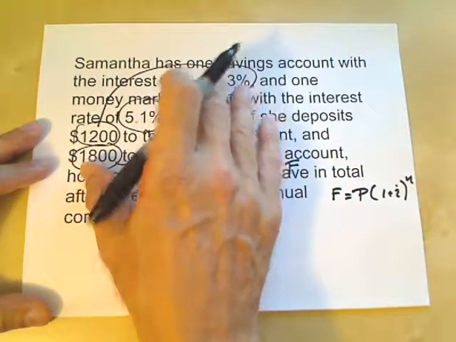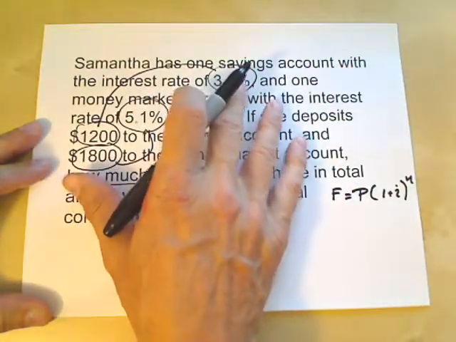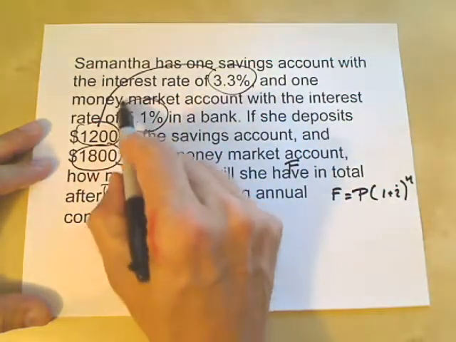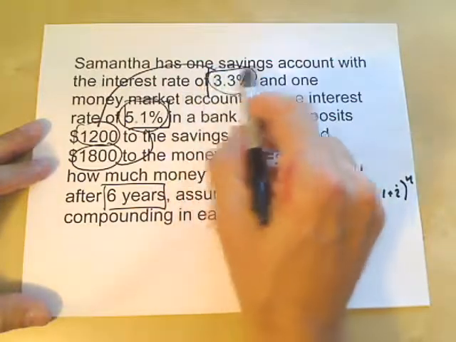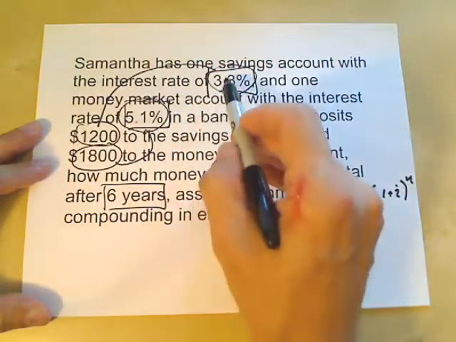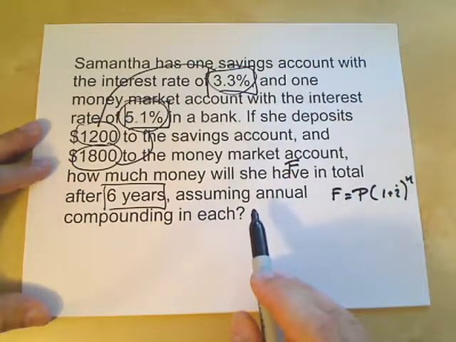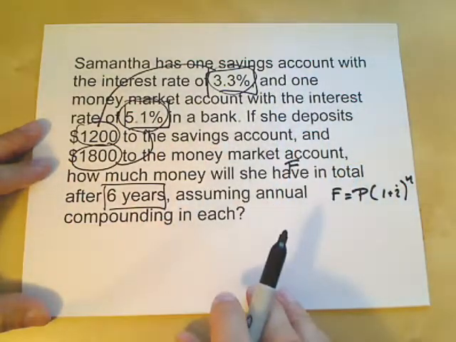The reason that there are two is because the question wants to test you for a misconception. It's a common misconception that you could average these two interest rates, 5.1% plus 3.3%. Well, that's an average of 4.2%. That's not the way interest rates work.